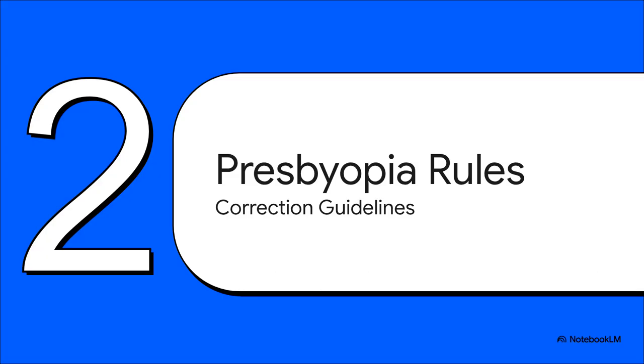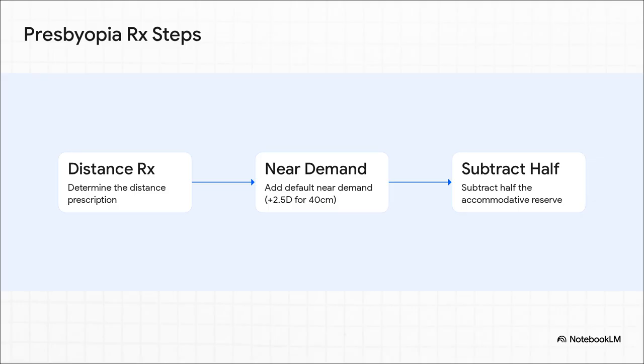Moving right along to Section 2, Presbyopia Correction Rules. Let's see how we fix this. All right, so here is the crucial point in solving that hyperope versus myope board question from earlier. You just follow this exact 3-step algorithmic rule of thumb. Step 1, determine their distance prescription. Step 2, add the default near demand.